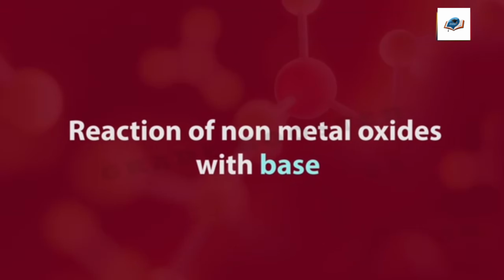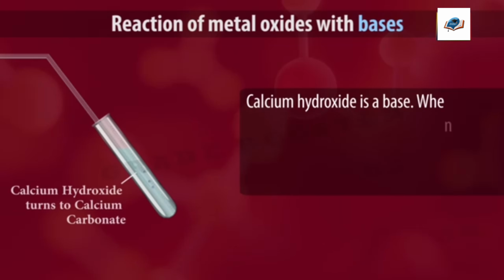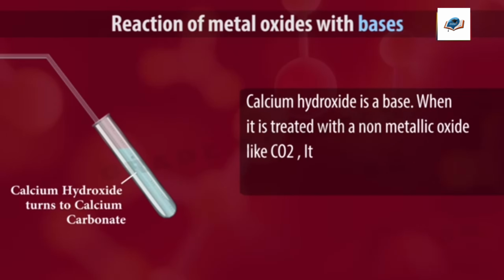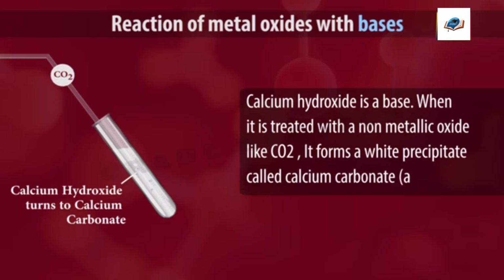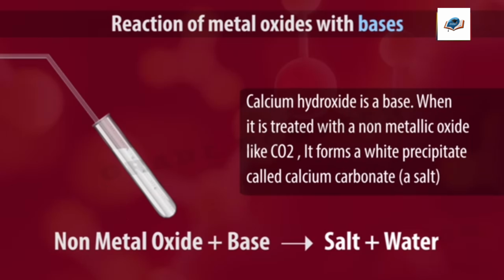Reaction of non-metal oxides with base. When a non-metallic oxide like carbon dioxide is passed through a base like calcium hydroxide, it forms a white precipitate called calcium carbonate. So here a non-metallic oxide, that is carbon dioxide, is passed through a base, that is calcium hydroxide. When they both react, they form a salt, that is calcium carbonate. So a base plus a non-metallic oxide gives rise to salt and water.